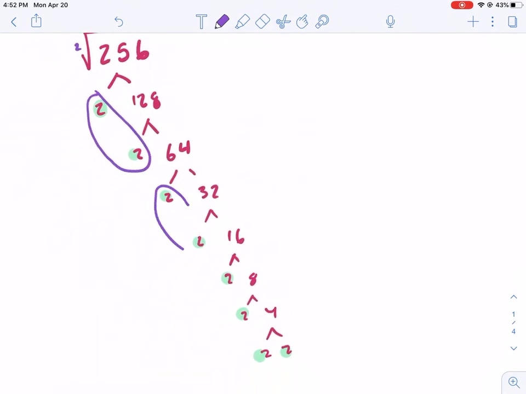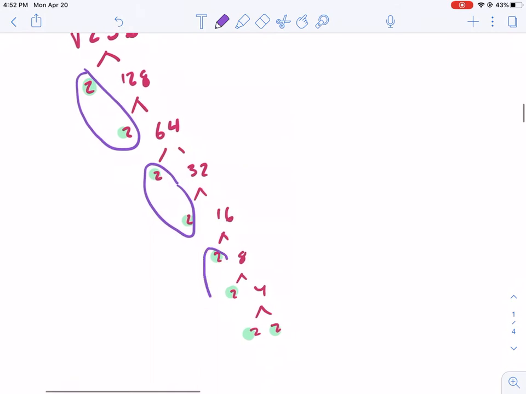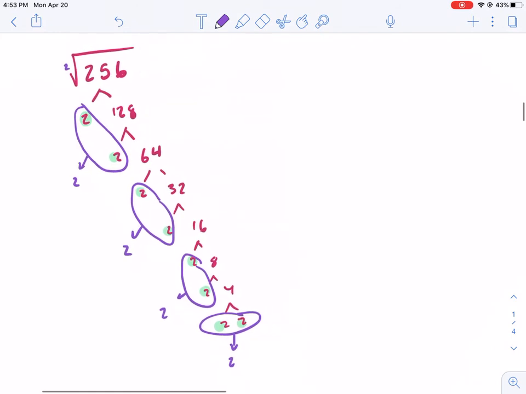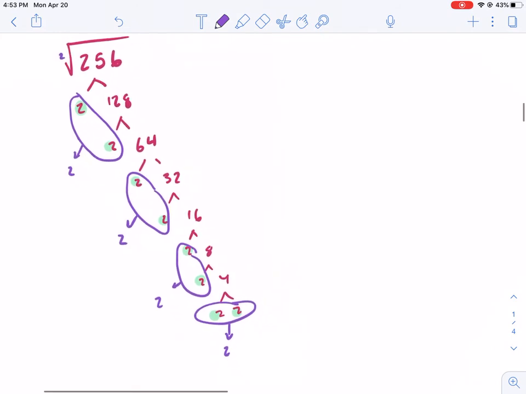Anytime we have a pair, one of those numbers is going to leave the radical. This is how I like to think of it. The radical is the house, and in order to leave the house, these numbers need to have a date, and it has to be a matching number. So in this case, we all have pairs. What does that mean? If there's no one left home, meaning there's no 2 by itself, then there's nothing left inside the radical.